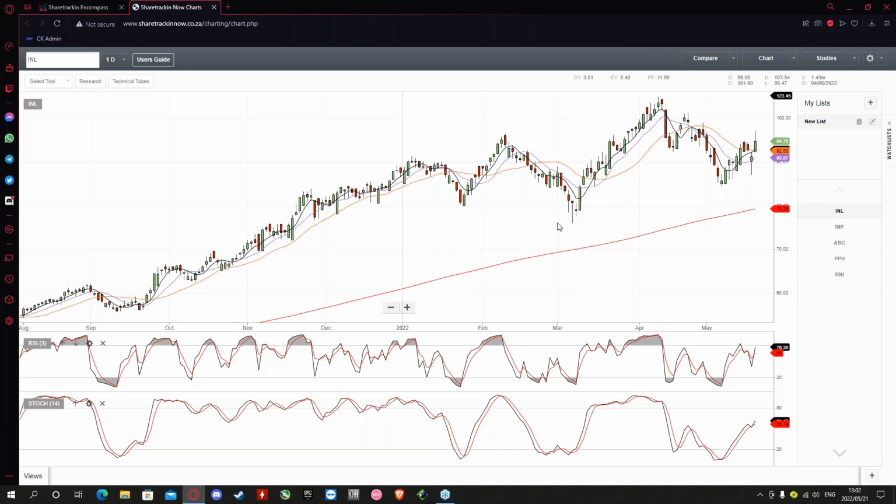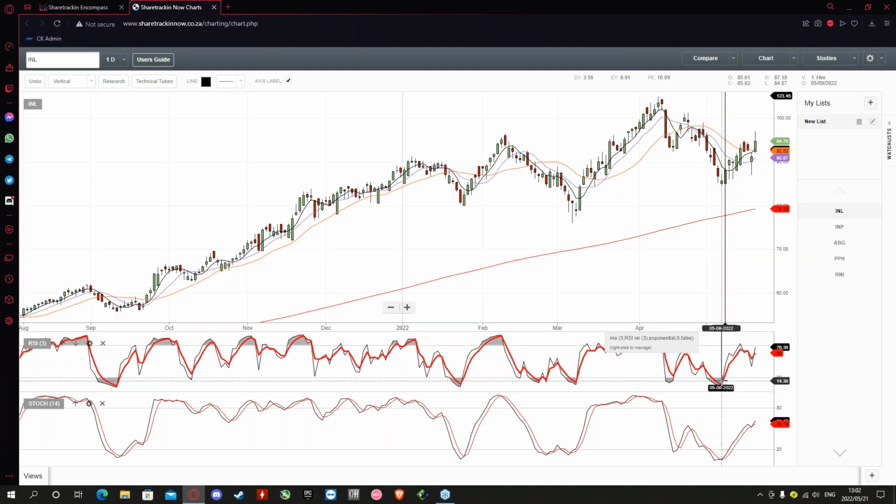So we've got INL here currently, and this one was sent out on the 10th. The reasons it was sent out: first of all, on the 5-day moving average, we had a breakthrough. That was my first indication. The second thing is we had a buying indication down here, and remember this stock pick was mainly selected for a CFD. Shares like ABG and RNI were selected more for long-term investment.